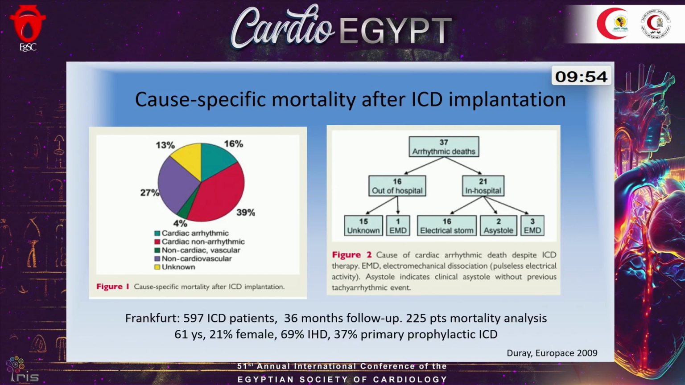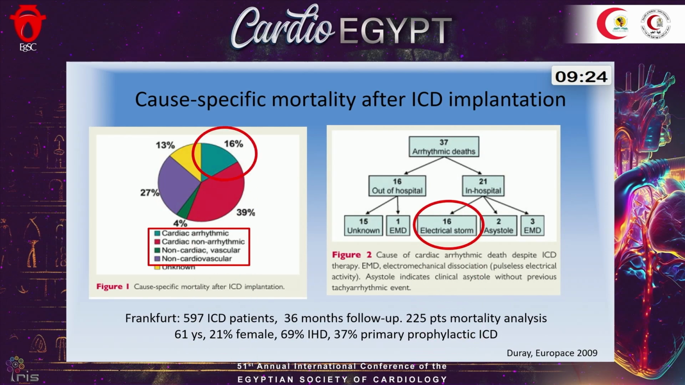Let's look a little bit at the CRT side, on the ICD side. The question to answer next is why do the patients die? What are the different cause-specific mortalities? That can be cardiac arrhythmic, cardiac non-arrhythmic, practically heart failure mortality, or non-cardiac or non-cardiovascular mortality. The further problem with the ICD is that it cannot save all patients from cardiac arrhythmic death.